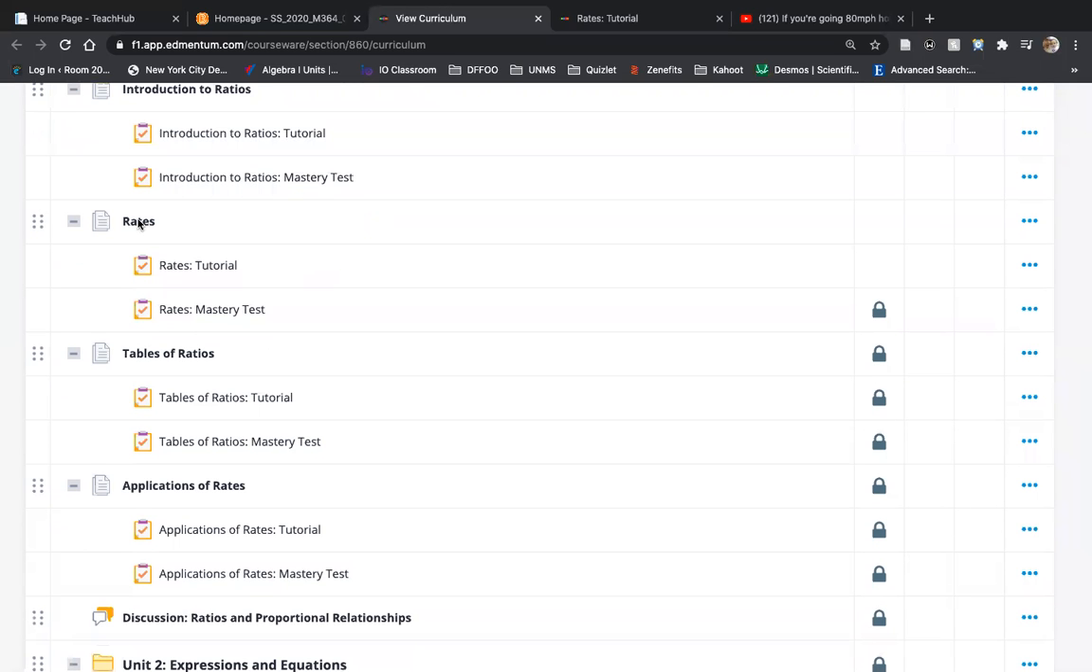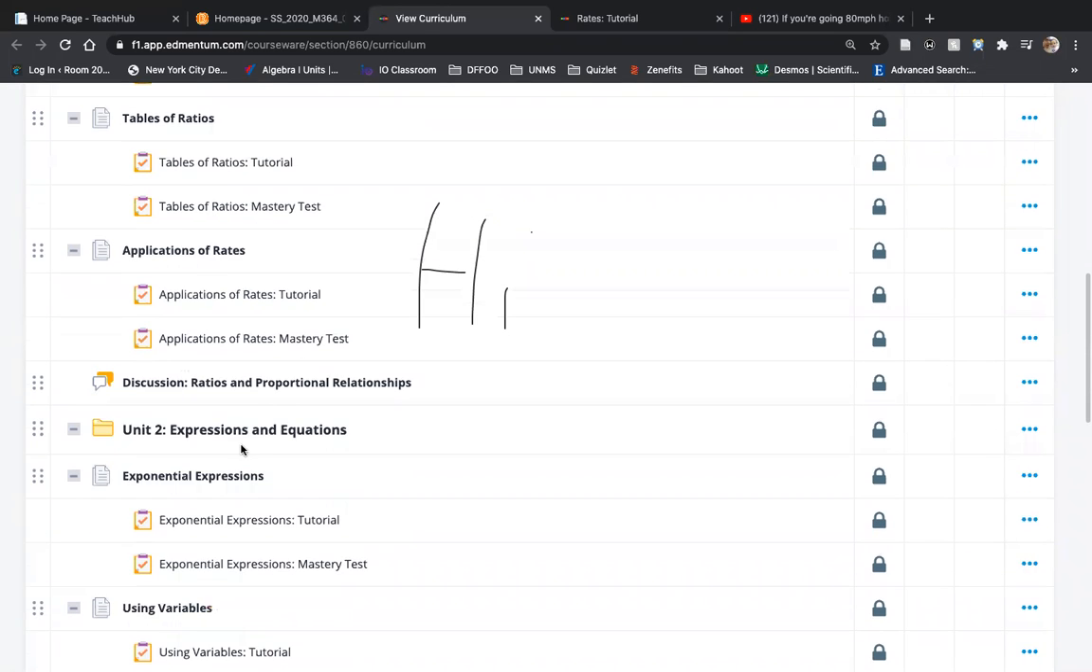What we're doing next is lesson 2. It's on rates. You're going to see that next week, we're going to get to the mastery test on Monday. Then the next lesson is tables of ratios, applications of rates. Then we get to our next unit, which is expressions and equations, okay?